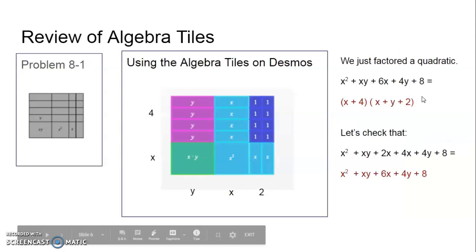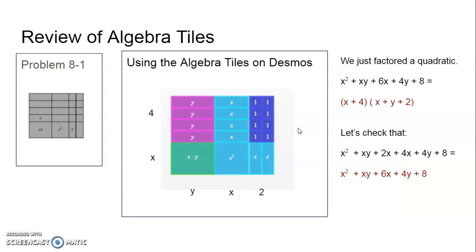Really, we just factored a quadratic using algebra tiles. Let's take a look at that. I didn't say before what this was as a sum. I'm sorry, it's x squared plus xy plus 6 x's, 4 y's, and 8. So this is the area of that written as a sum. And then if we take the dimensions apart, we've got x plus 4 on one side, x plus y plus 2 on the other. You can see I wrote them in different orders. That's just because generally speaking, we write the x's first, then the y's, and then the constants.